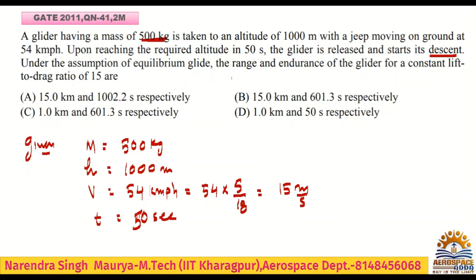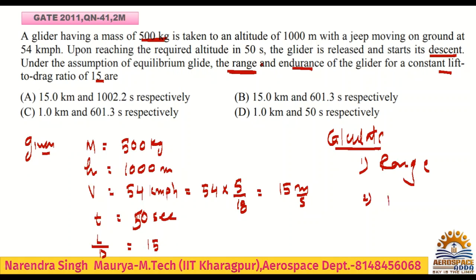After releasing, the glider will start its descent under the assumptions of equilibrium glide, and we need to calculate the range and endurance of the glider for constant lift to drag ratio, and L by D is 15. What we need to calculate: number one, range. Number two, endurance. All the story given here is that we are using a jeep and reaching some altitude, and from there we release the glider, and it starts descending, descending flight, and then we need to calculate the range and endurance.